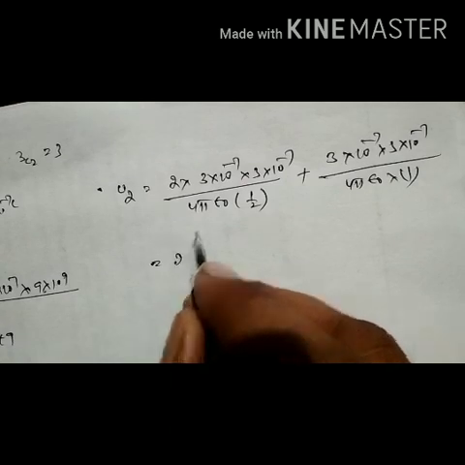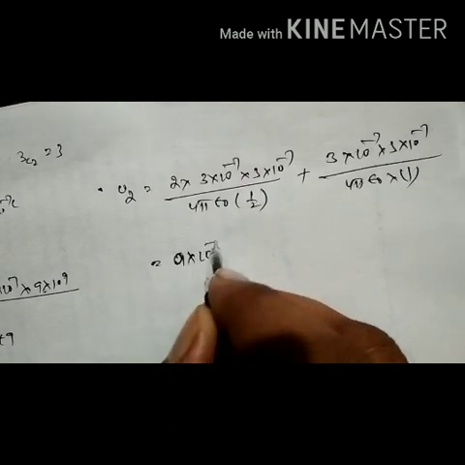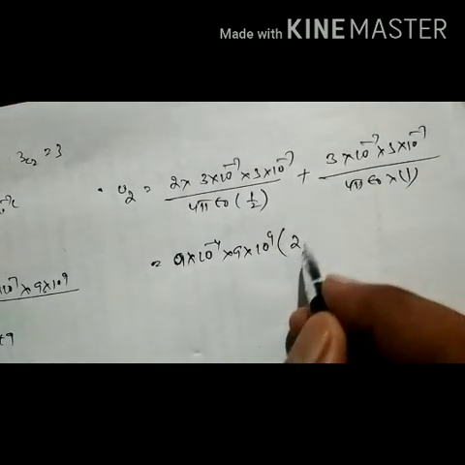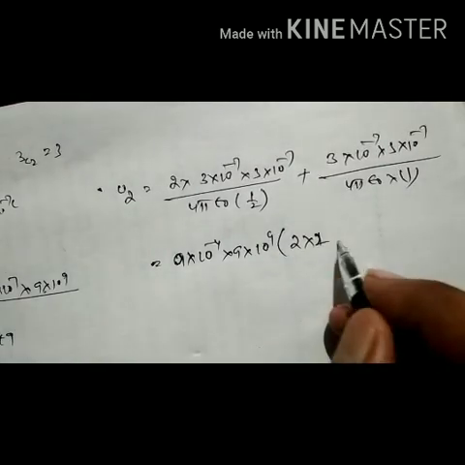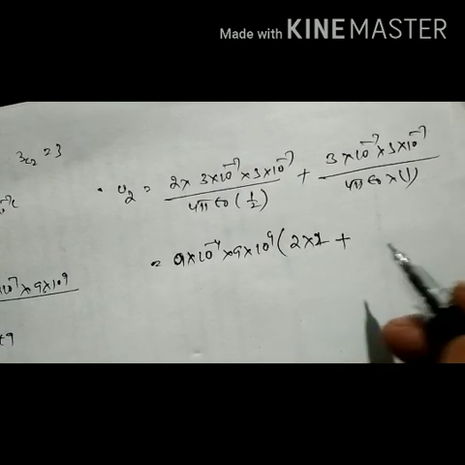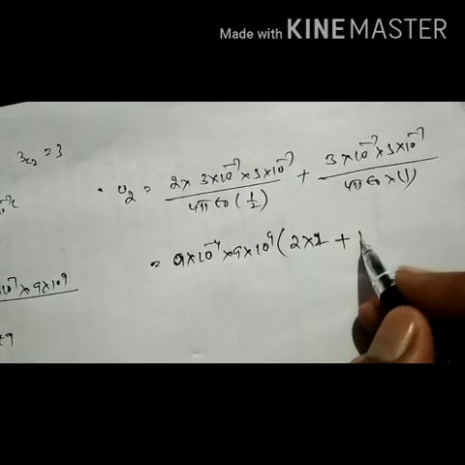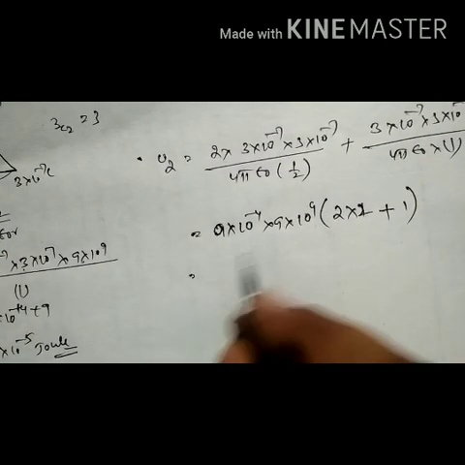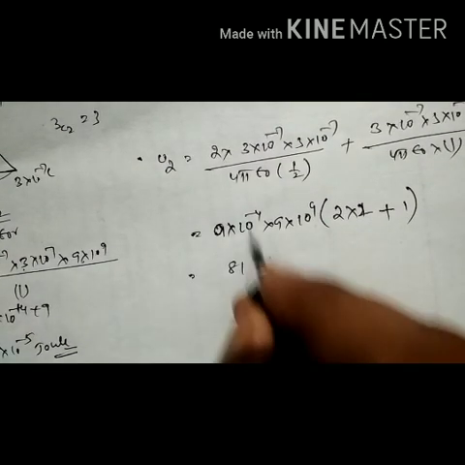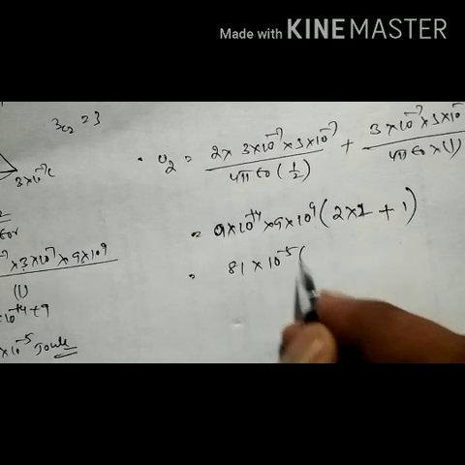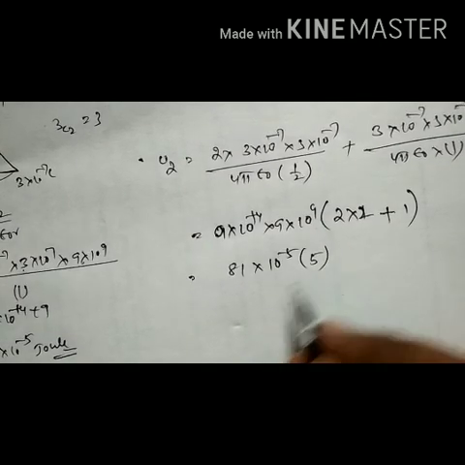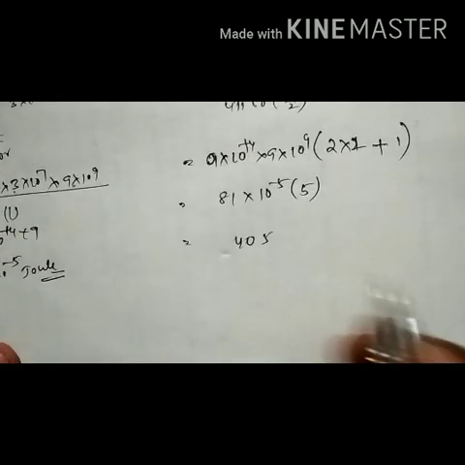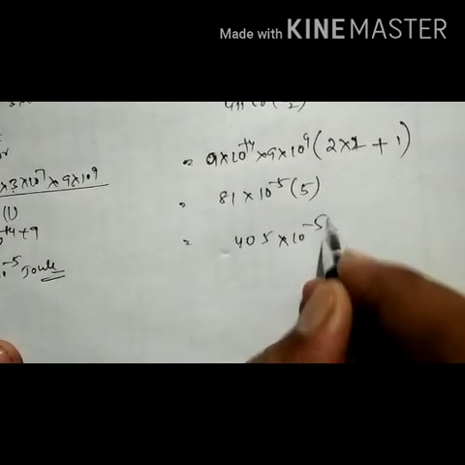So I can write 9 into 10 to the power of minus 14, 9 into 10 to the power of 9, multiplied by 2 into 2 plus, all the remaining part is 1. So 9 nines are 81, 81 into 10 to the power of minus 5 multiplied by 5, 5 8s are 40, so 405 into 10 to the power of minus 5 joules.